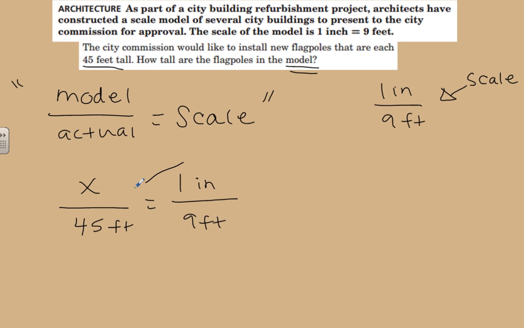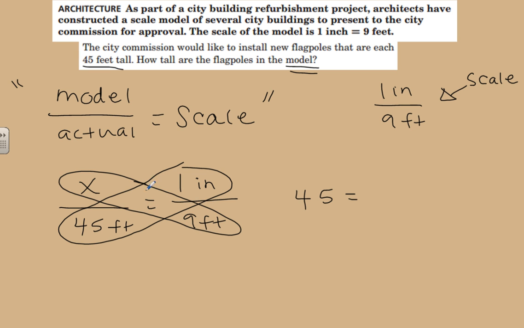So I need to cross multiply. 45 times 1 is 45. And that's going to be equal to 9 times x, which is just 9x. Now I have a one-step equation here. I need to divide out my 9. So 45 divided by 9 is going to be 5 equals x. And I need to have my unit of measurement, right? So if my actual was feet, then my denominators were feet, then my numerators up here on the top are going to both be inches, so the model is going to be in inches. So then it's going to be 5 inches is the final answer.